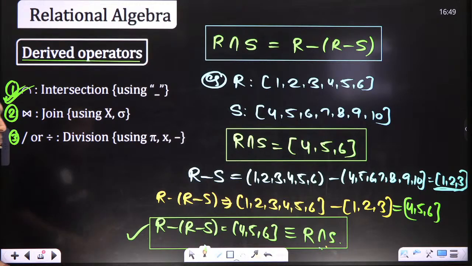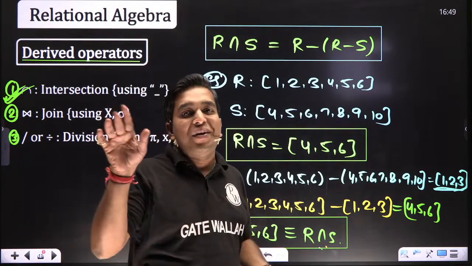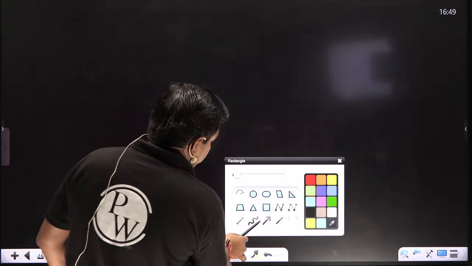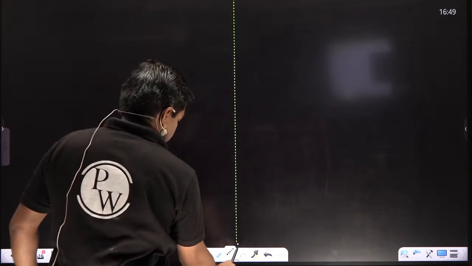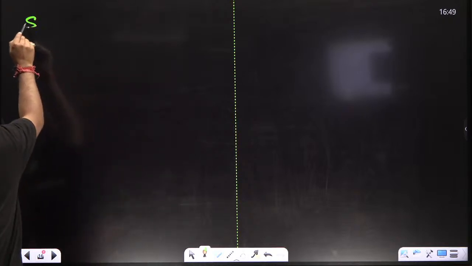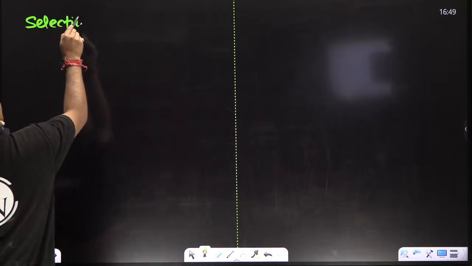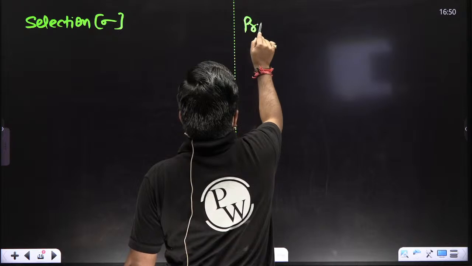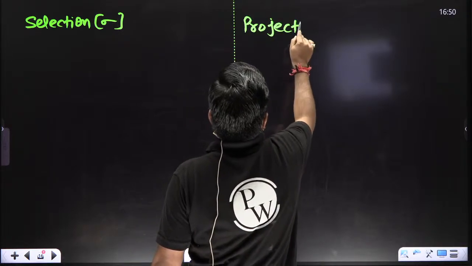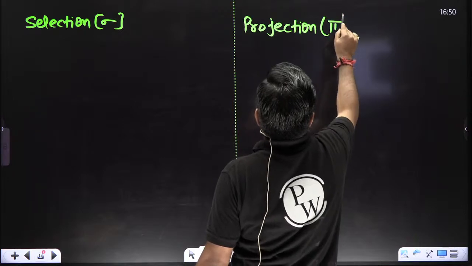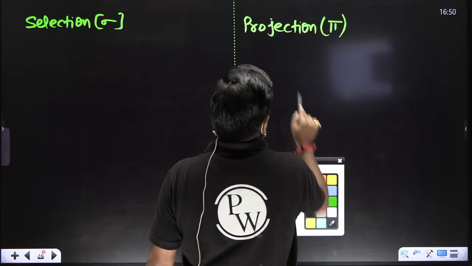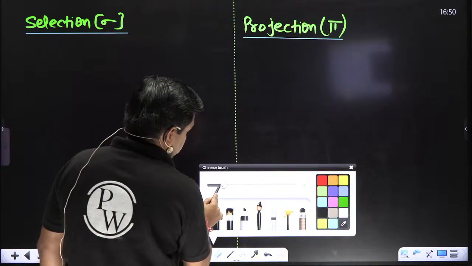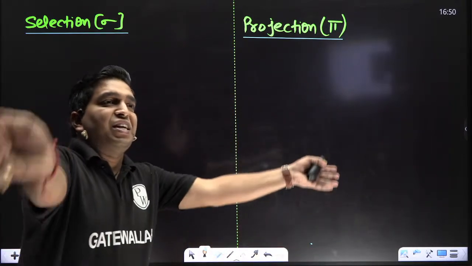Now listen carefully. Now we are going to discuss each and every operator one by one. Okay. First of all, selection and projection we will discuss. Don't fear, children, don't fear. Selection. Second one is projection. Let me know fast, what is the difference between selection and projection?